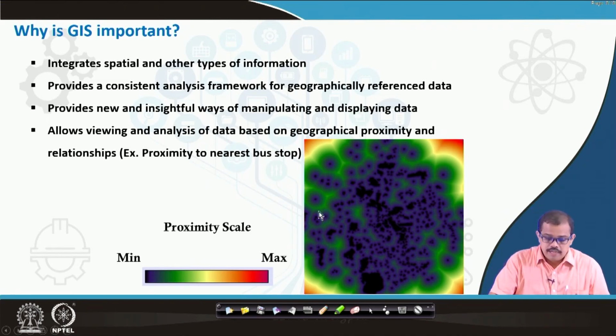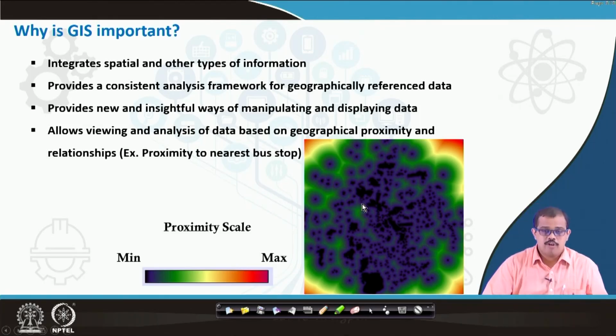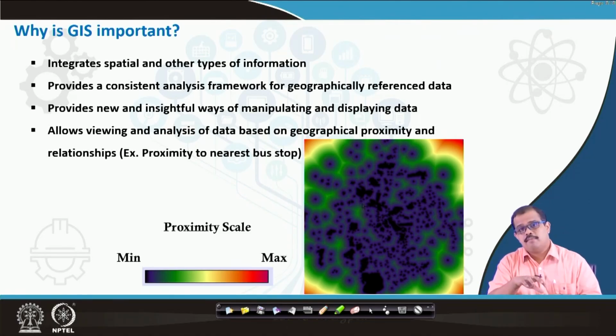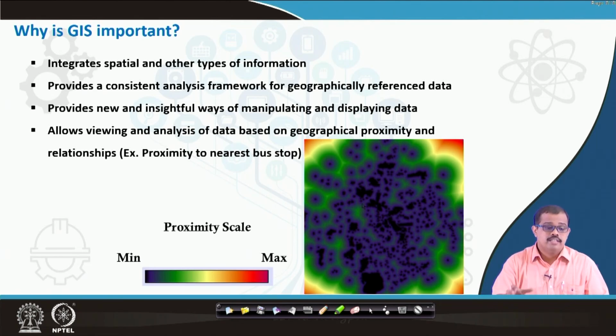So when I derive a proximity map and overlay it on the urban area, it is easier for me to say, if there is a bus stop, how this urban area in the proximity is actually growing, what kind of growth is happening, and when did it grow, whether it grew with the bus stops, whether it was for different reasons, whether there were industries, whether there were other such regions which actually fueled the growth. So that is why you need a GIS.